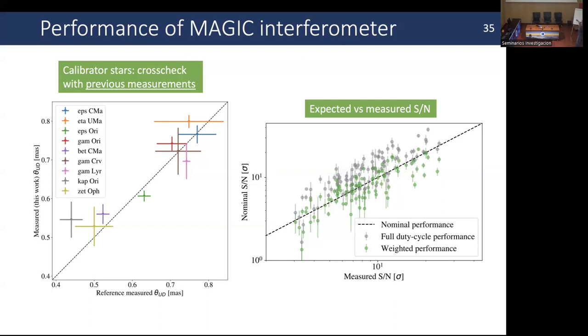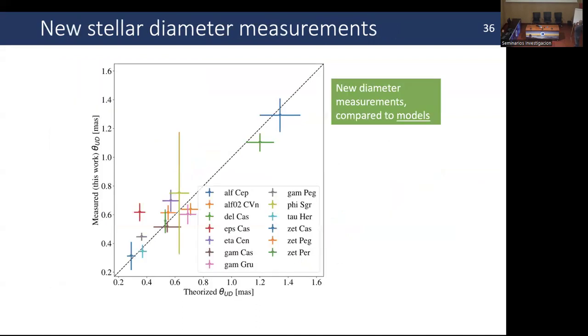We are also checking the signal to noise, the sensitivity of the experiment compared to our expectations, and we are also consistent once you consider that you have some drop in sensitivity due to simply atmospheric absorption, technical problems and so on. So we are consistent. Okay, so performance is okay. So we move to measured diameters of stars that had not been measured before. So these are new measurements of diameters.